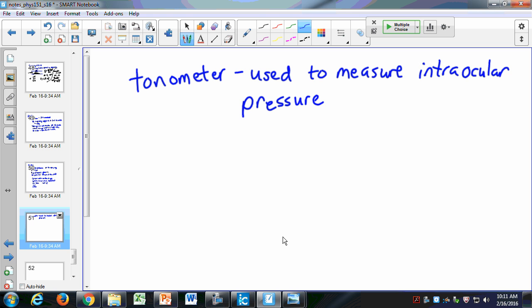This is not a person video. It's a veterinarian, because you also have to measure the intraocular pressure of your pets, right? Because they can have vision problems as well. And he's using a tonometer. You just need to know what a tonometer is.